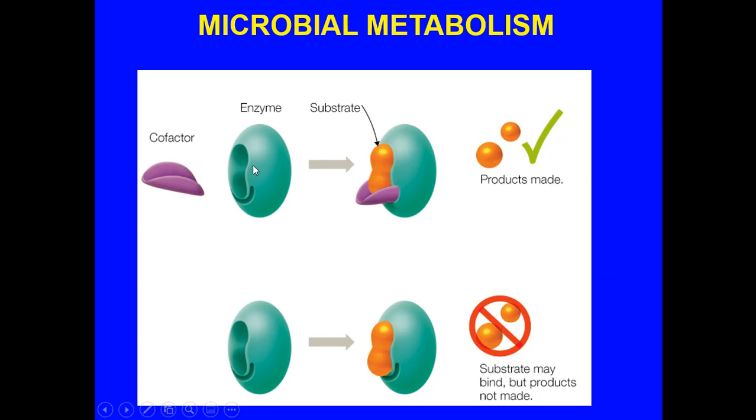So here's my cofactor, here's my enzyme. And like this fits in sort of like a shoehorn here, right underneath here, so that basically the substrate attaches and fits in nicely with the active site, and products are made. Without that cofactor fitting in right there, the substrate may bind, but you're not going to get products made.